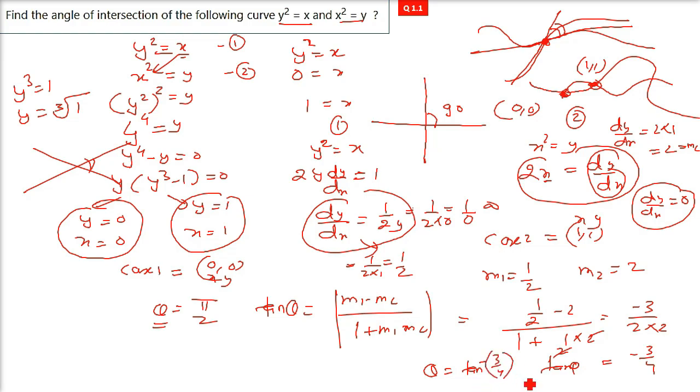And please remember, you have to always take the modulus. So it is not minus 3 by 4, it will only be 3 by 4. Please remember, no negative, because the modulus will be there.